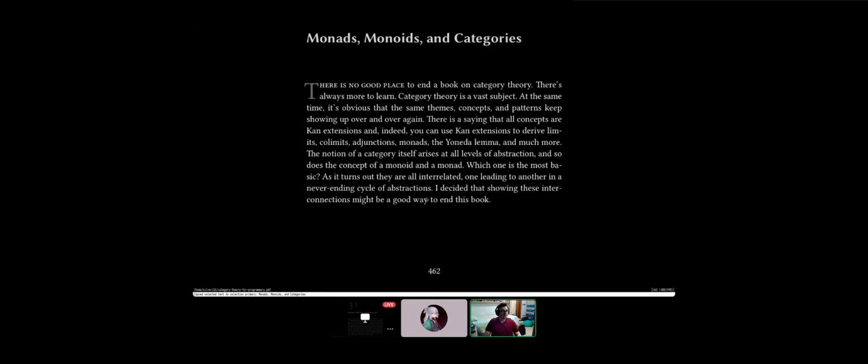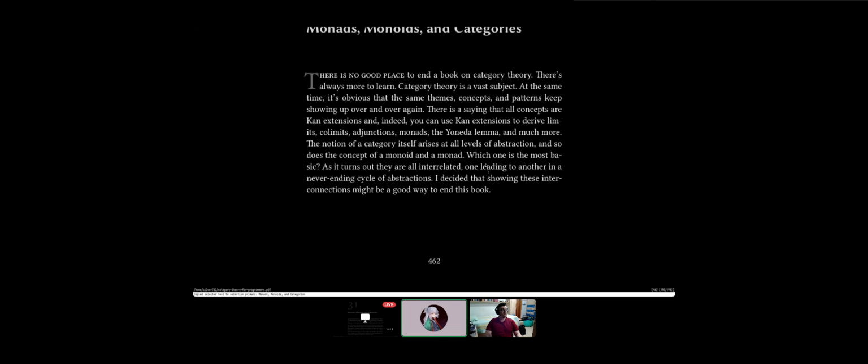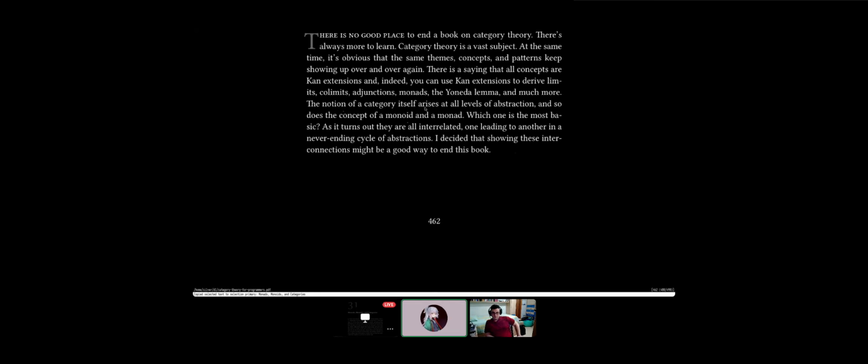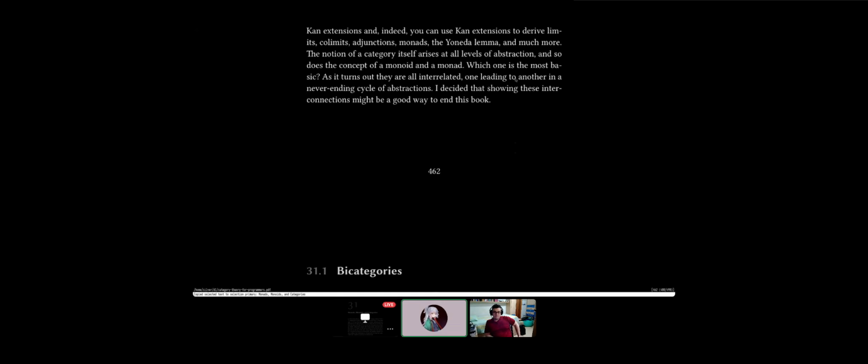We've seen that, right? Pretty much. There's a saying that all concepts are Kan extensions, and indeed, you can use Kan extensions to derive limits, colimits, adjunctions, monads, the Yoneda lemma, and much more. The notion of a category itself arises at all levels of abstraction, and so does the concept of a monoid and a monad. Which one is the most basic? As it turns out, they are all interrelated, one leading to another in a never-ending cycle of abstractions.